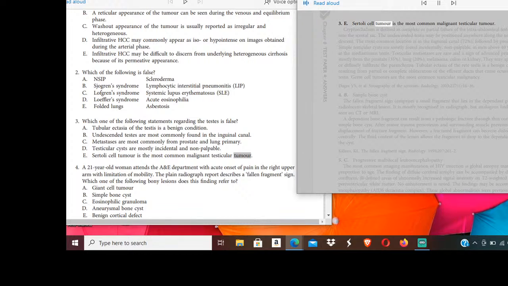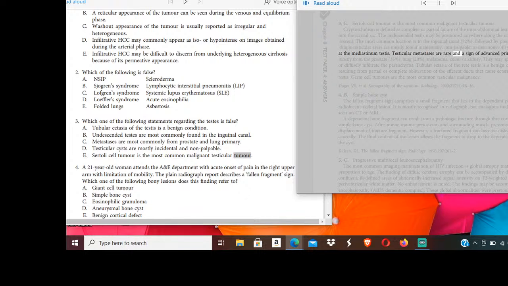3E. Sertoli cell tumor is the most common malignant testicular tumor. Cryptorchidism is defined as complete or partial failure of the intra-abdominal testes to descend into the scrotal sac. The undescended testis may be positioned anywhere along the normal path of descent. The most common location is in the inguinal canal, 72%, followed by prescrotal, 20%. Simple testicular cysts are mostly found incidentally, non-palpable, in men above 40 years, located at the mediastinum testis.